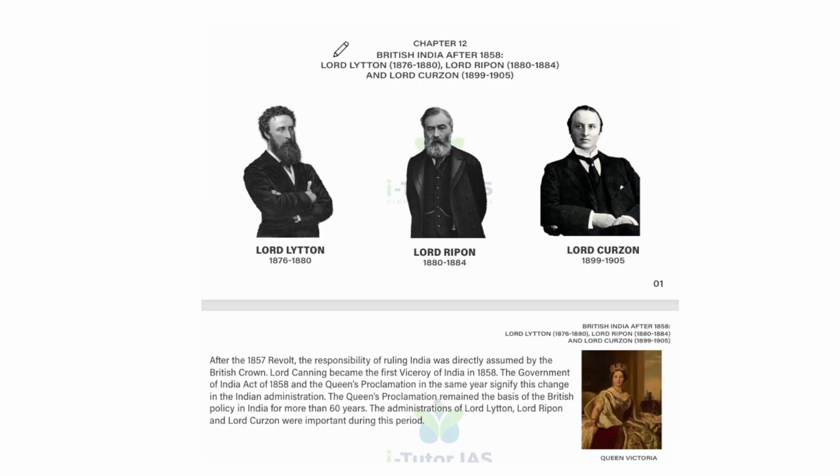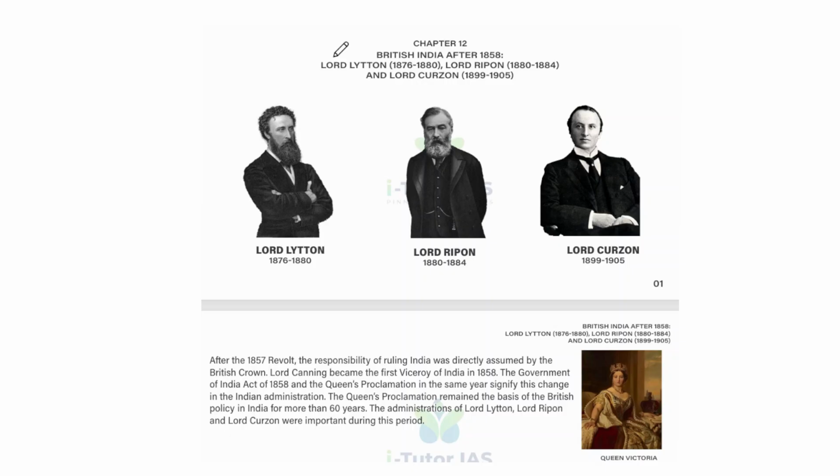Infrastructure, economic impact, and education and law also changed after 1858. And the rise of nationalism: the later half of this period saw the emergence of the Indian National Congress in 1885 and the Muslim League in 1906, leading to mass movements under leaders like Mahatma Gandhi, that eventually forced the British withdrawal in 1947. So that is the overall picture of British India after 1858.